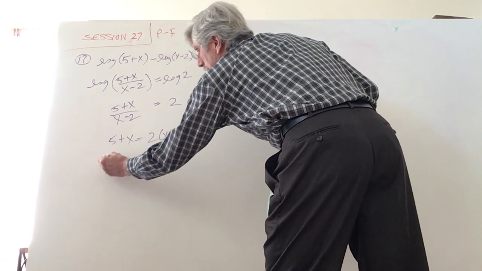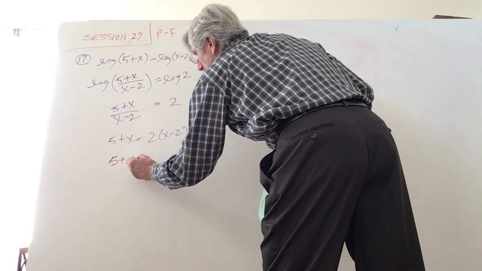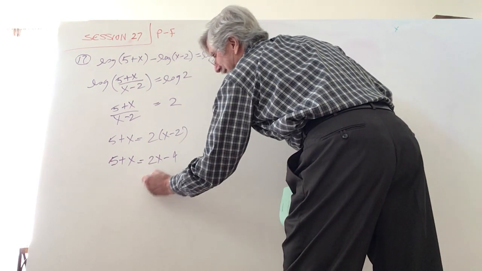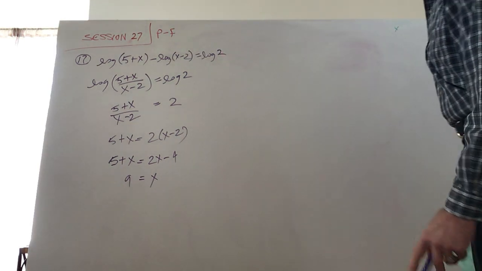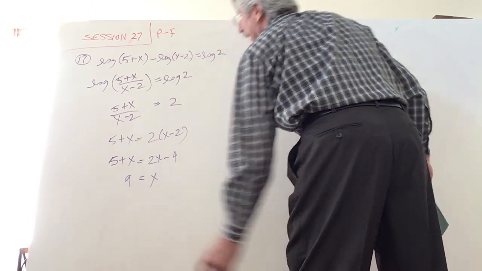Distributive property again, 5 plus x is equal to 2x minus 4. And then maybe subtract x and add 4. I would do that probably. Save a little step there. Subtract x from both sides. That'll give you x here, and add 4, 9.